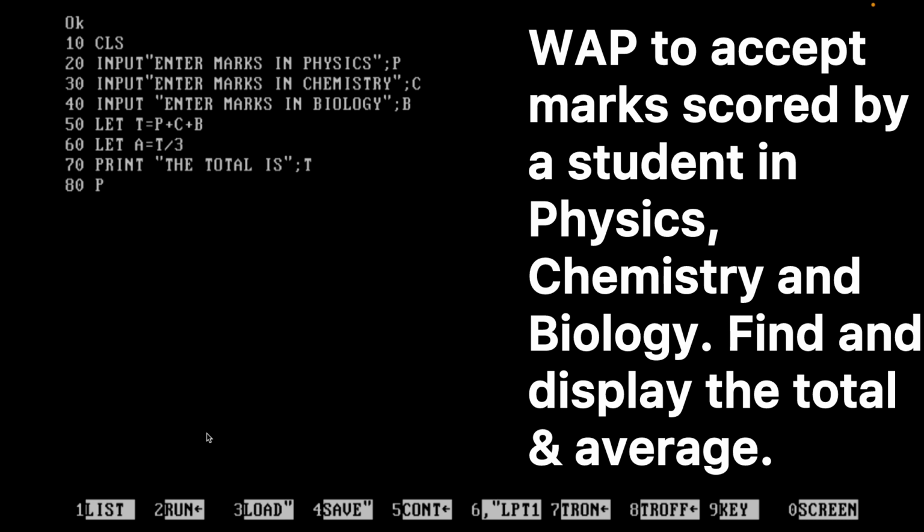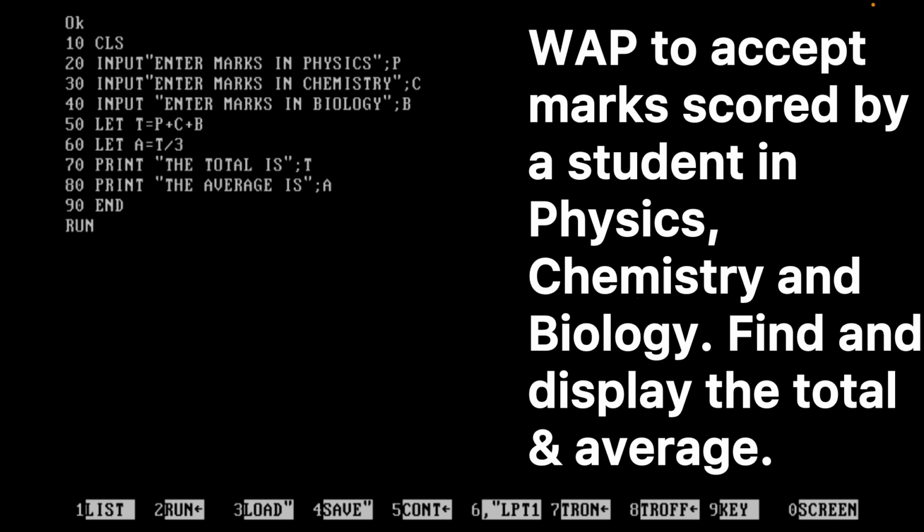So we will write print, open inverted comma, the average is, whatever message you want to give, close inverted comma, semicolon, and here we will write the variable A. Now the program is over, so we have to write 90 end and then enter.